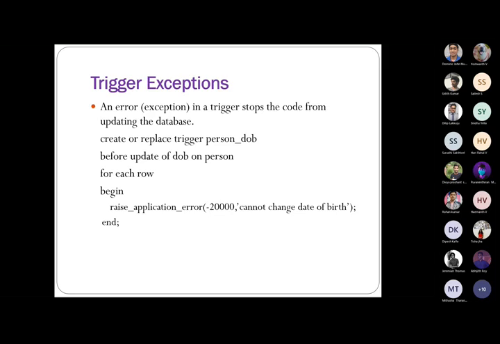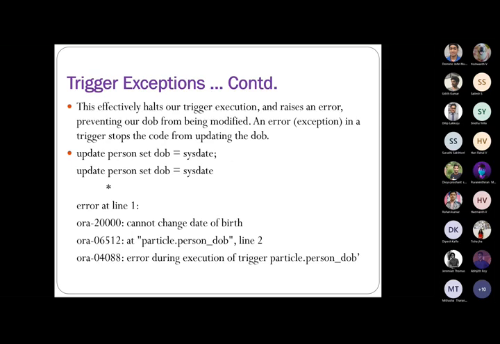Let us see an example. For example, let us update the table person, set date of birth equal to system date. Automatically it will say that an error occurs, and the user will not be able to change the date of birth.